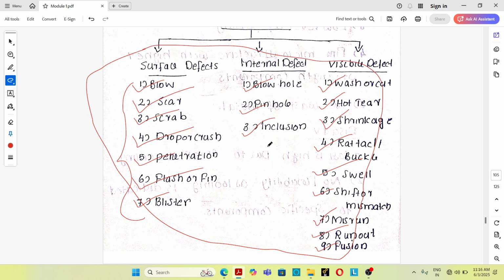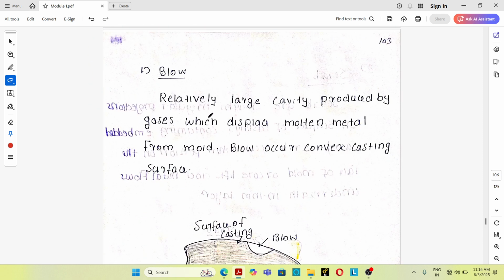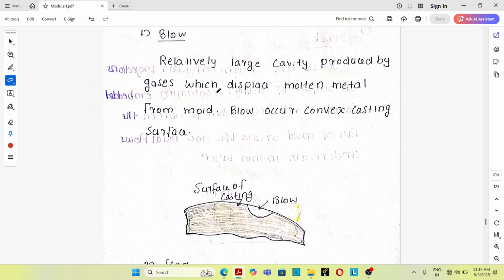So we can discuss them one by one. First of all, I am going to discuss surface defects. First one is blow. Blow is a relatively large cavity produced by gases which displace molten metal from the mold. Blow usually occurs on a convex casting surface. At the top of the convex casting surface, relatively large cavities are produced by the gases which displace the molten material, and that defect is known as blow.